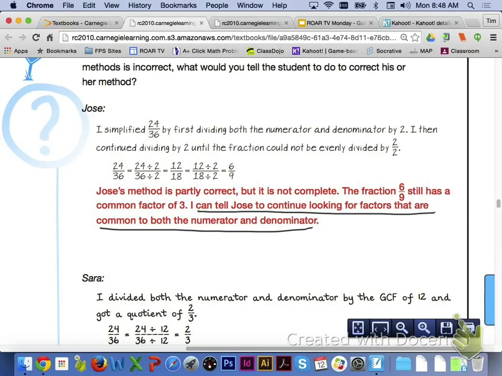If we look first at Jose, he is partly correct, but it is not complete. We are not in simplest form as of yet. 6/9 still has a common factor of 3, so what we can tell Jose to do is to continue to look for factors that are common to both the numerator and the denominator, in this case 6/9, and divide until you can get the fraction in simplest form.